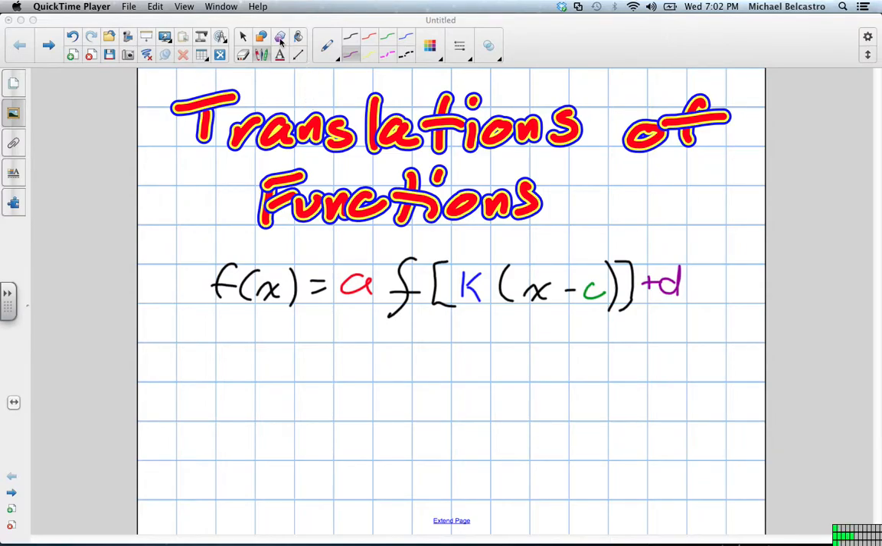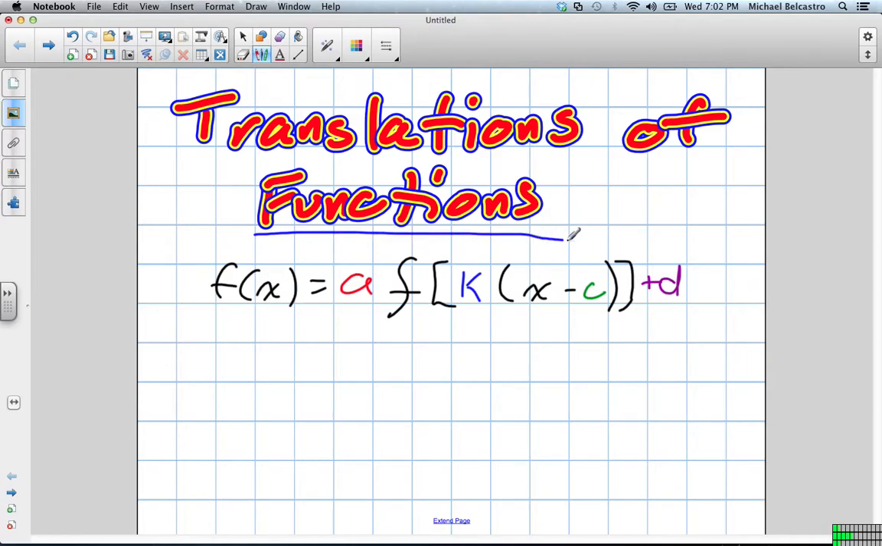Okay, so we're going to go over translations of functions. What they mean by translations of functions is that we can have any function, and that's what this f stands for, and these rules that we're about to figure out for these variables a, k, c, d, and some books have different names for them, will always work no matter what the function is, okay?